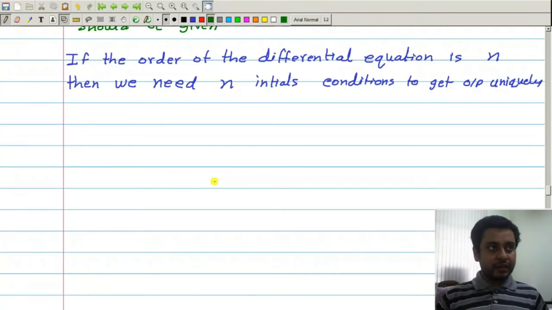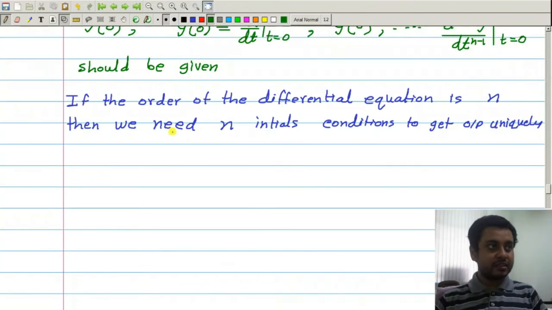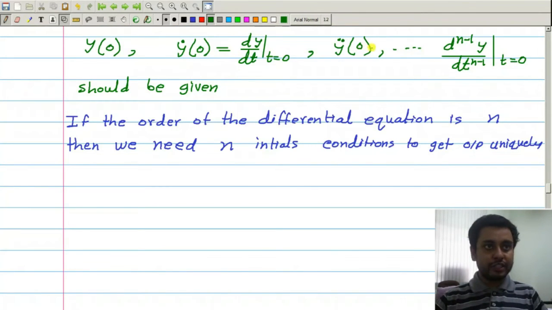Okay, let me repeat. If the order of the differential equation is n, then we need n number of different initial conditions to be given. Then only we can find the output uniquely. Let us understand this fact intuitively.